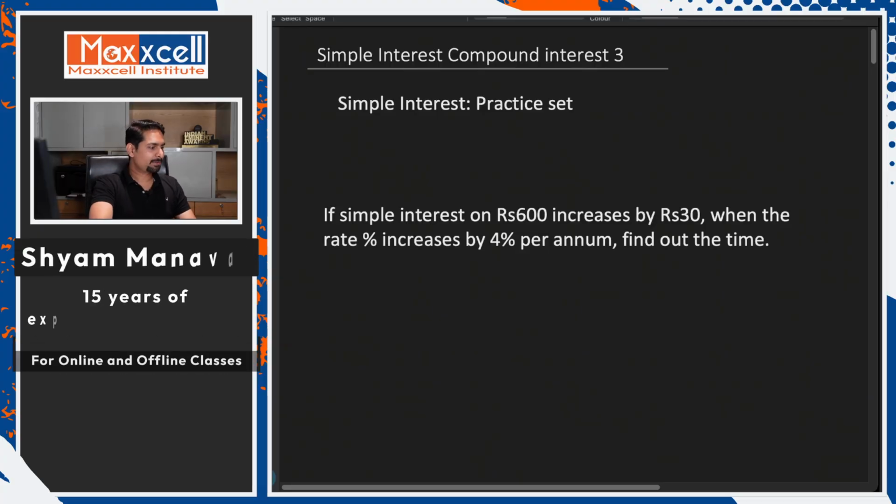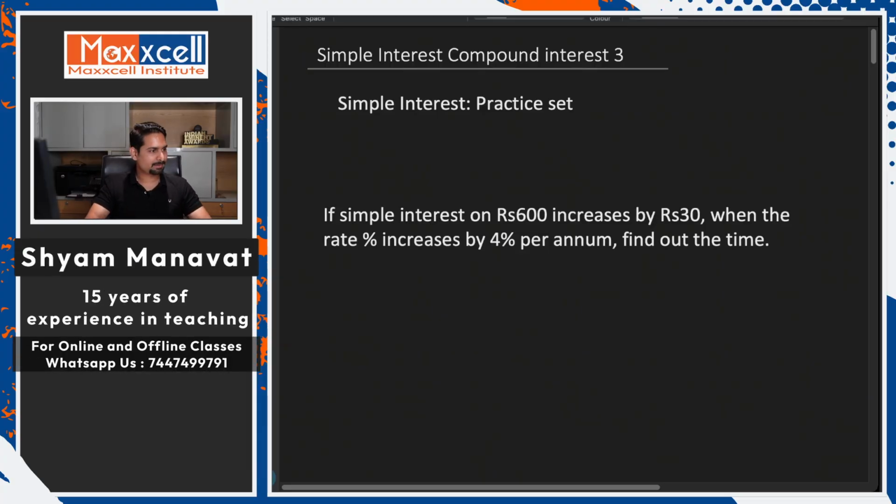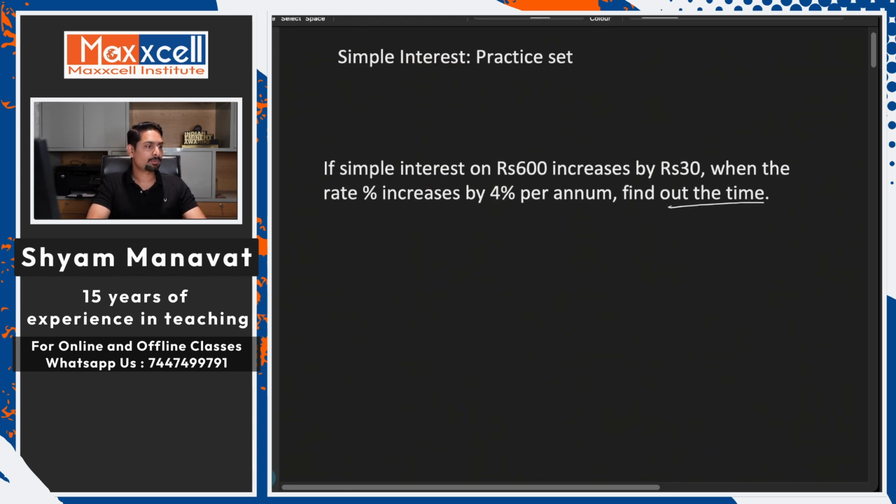This is lecture number 3 of simple interest and compound interest, and we have practice questions of simple interest. The first question says: if simple interest on rupees 600 increases by 30 when the percentage rate of interest increases by 4%, find out the time. Is the question clear to you? You can go through that once again.